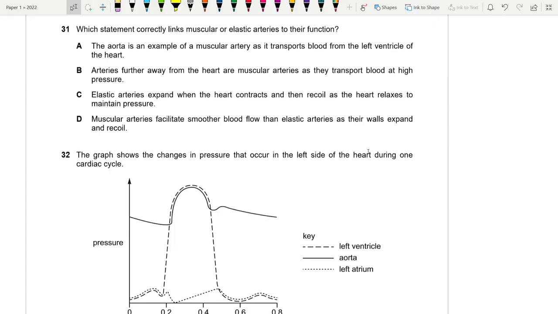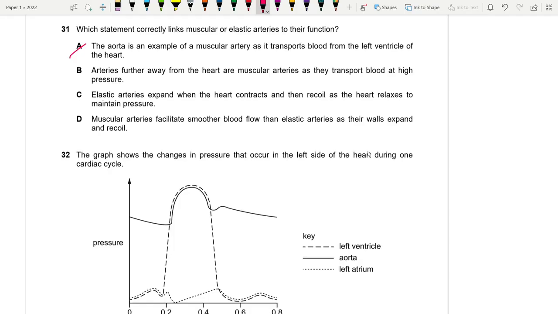Basically, muscular or elastic arteries. Elastic arteries are close to the heart. They need to withstand the pressure. And muscular arteries are close to organs that they need to supply because they can constrict or dilate. The aorta is an example of a muscular artery. Wrong. It is an elastic artery. It's close to the heart.